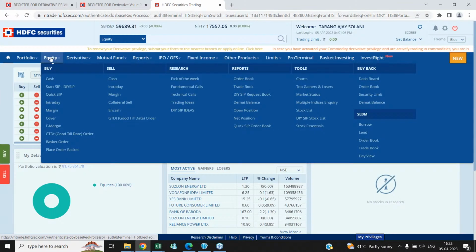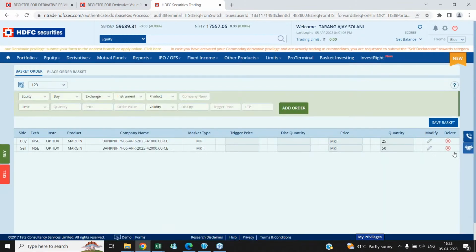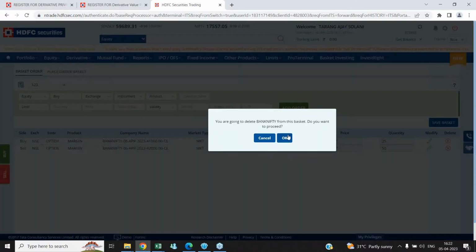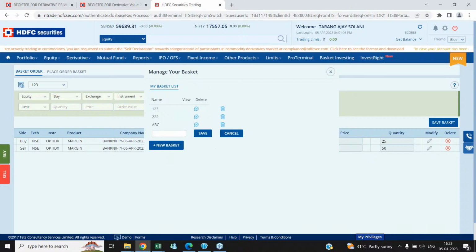Under equity you will be able to see the basket order tab. I have made a basket, so I will delete it, or I will make one more basket. You just have to click on manage client basket. I want to make one more basket, named XYZ.